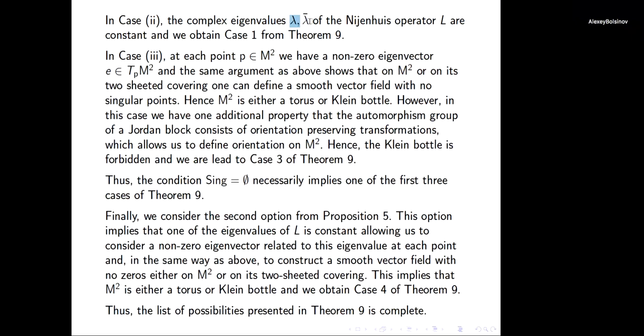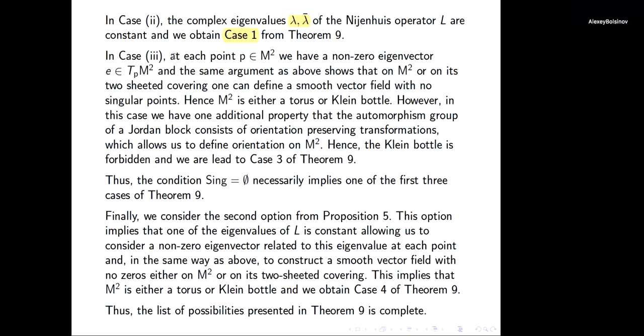So next, if I have complex eigenvalues, I know that the complex eigenvalues must be constant. There was a theorem, if you remember. Andrey Konyaev explained this phenomenon. And since they are constant, we have just case one, where our operator is just identity with a certain coefficient plus a complex structure with a certain coefficient, so that the eigenvalue will be alpha plus i beta, constant everywhere.